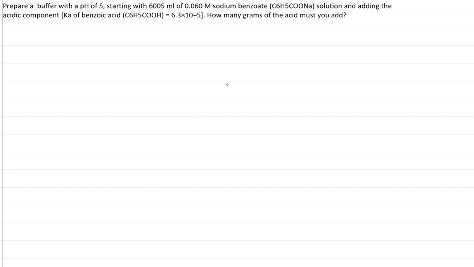So the first thing that we have to do first, let's just write down everything that we have. So we have sodium benzoate, so we have C6H5COO and A, which in this case is a base, and we also have benzoic acid, which is C6H5COOH, the acid.